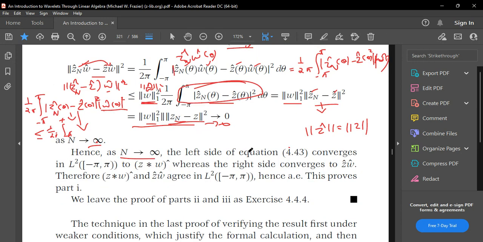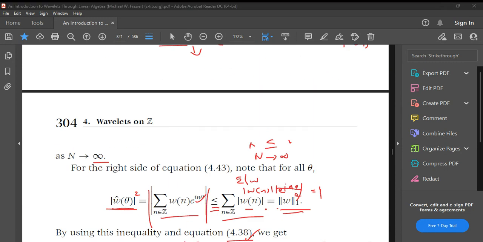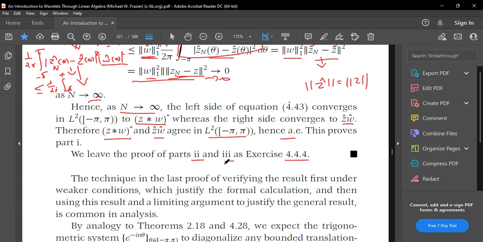So as n tends to infinity the left hand side converges to Z star W cap, whereas the right hand side converges to Z cap and this W cap. So for L2 of Z also, Z star W cap and Z cap W cap agree in L2 of minus pi to pi. Hence they agree almost everywhere in L2 of minus pi to pi. Parts 2 and 3 are also similar. I will give it as a note, and we will leave parts 2 and 3 now, and exercise 4.4.4.